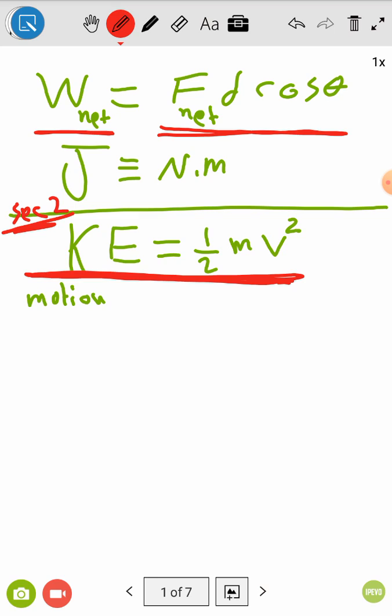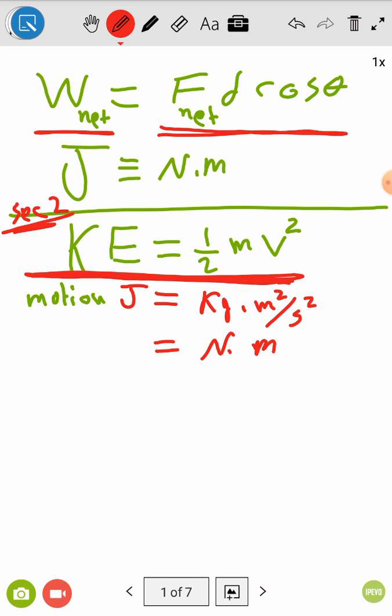Kinetic energy is also called the energy of motion, and it's a scalar quantity like work, and the unit is the joule. You can also say joule equals kilogram times meter squared over second squared, and it's also equivalent to the Newton times meter, and we did that before.